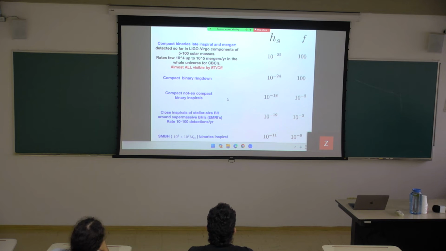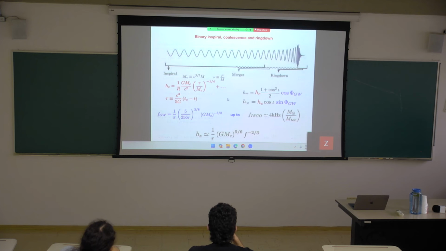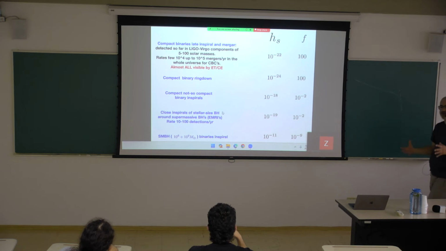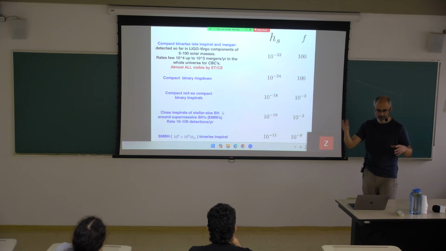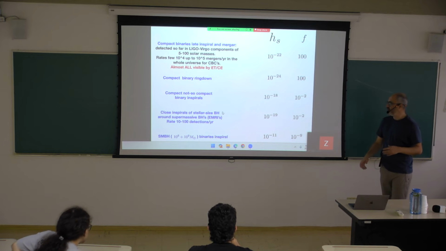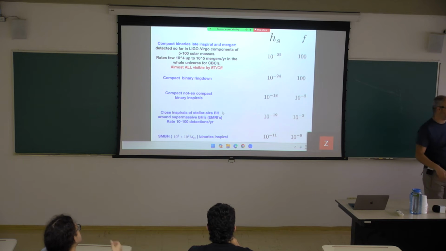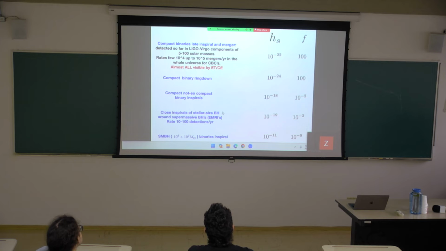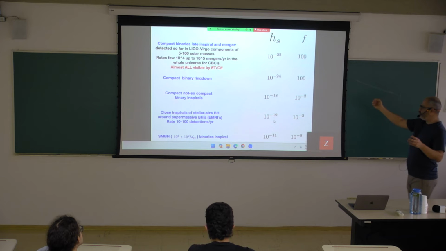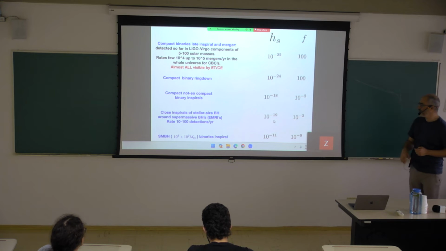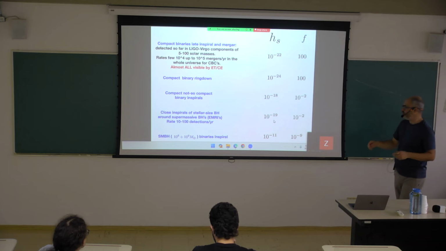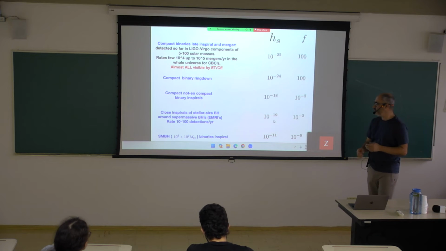Okay. And then there are inspirals and mergers involving large black holes. In the center of galaxies, there are black holes. We can have masses between a million and a billion solar masses. And there are many classes of signals involved with these objects. The typical case which is interesting for the LISA frequency band is a small star which orbits very close to a giant black hole. And in this case, you have this kind of signal. They're called extreme mass ratio because it's a small star with a giant black hole.